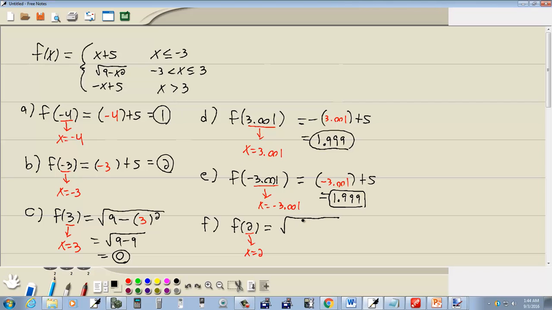So I've got square root of 9 minus x squared, so I replace the x with parentheses. Whatever number's in here is what we put in the parentheses there. 9 minus 2 squared is 4, and 9 minus 4 is 5, so our answer is square root of 5.